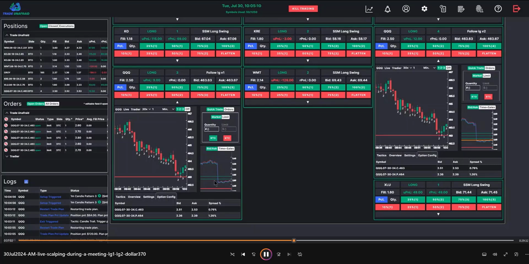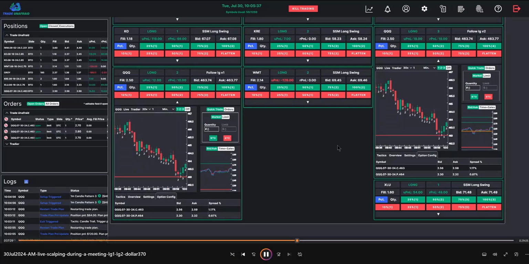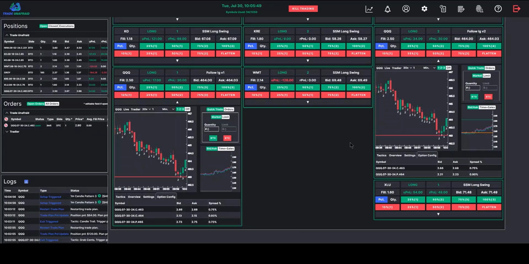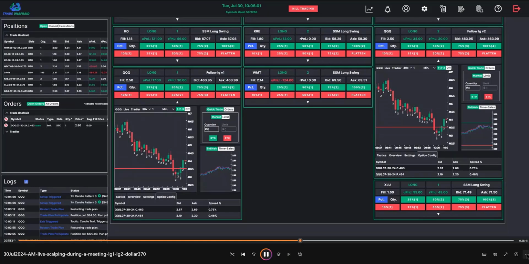By the way, the targets are, the first target's 10 cents, the next target is 20 cents, and I think in this case it's 10, 20, and 30. So the goal really is to scalp something, get safe, and then see how much we can get on a runner. And this trade is going to last until almost 10:09. So let's speed this up.